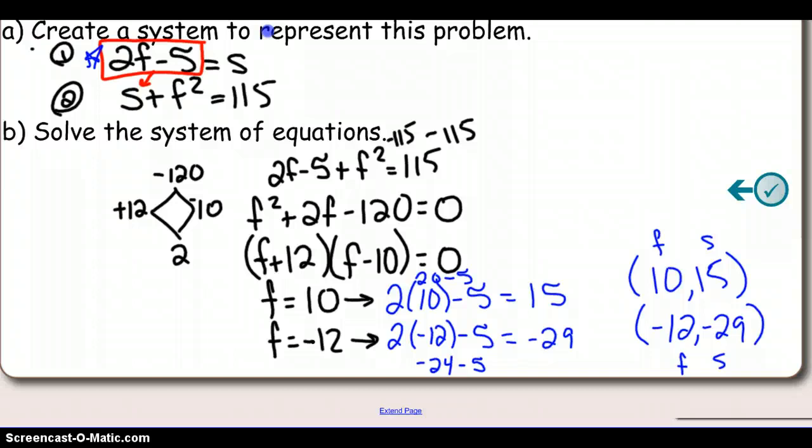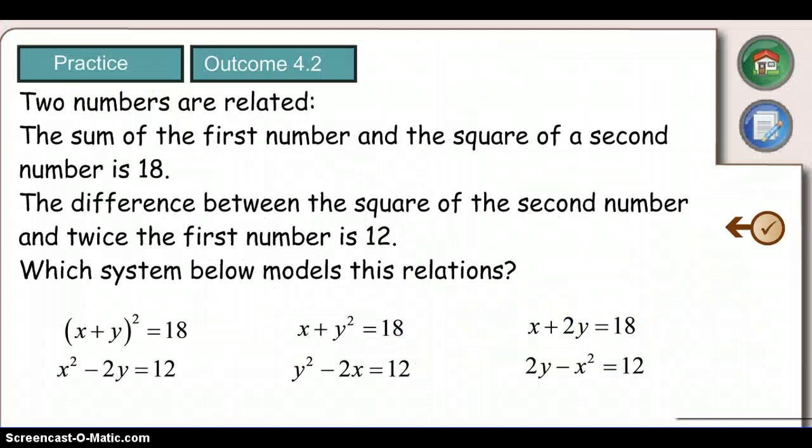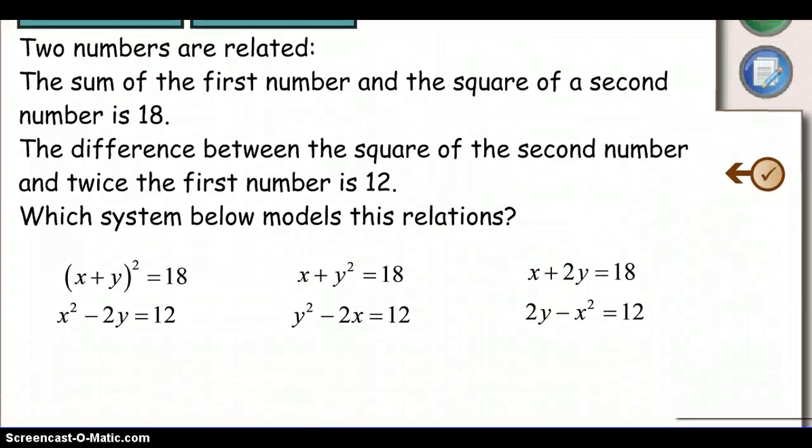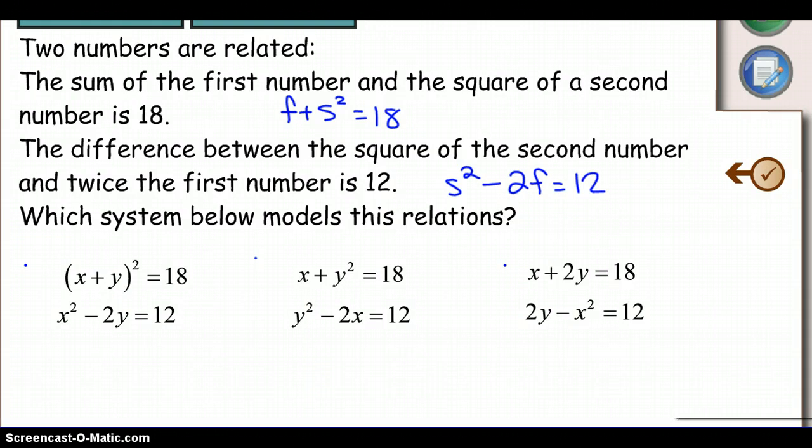The following example is basically a practice for you, but it's kind of a gentle lead-in. Here I have two numbers that are related, and I have 3 possible options for my answer. The easiest way to do this is to make your equations and then match them up. So the sum of the first number and the square of the second is 18. The difference, that's subtracting, between the square of the second and twice the first is 12. So I have my two equations.